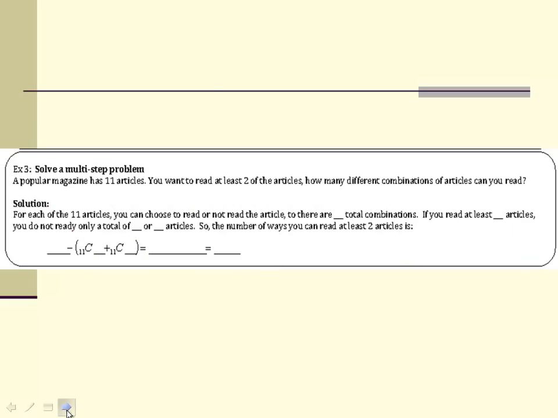As I look here, your magazine has 11 articles. You want to read at least 2. Now, let's talk about what that means. That means I want to read 2, 3, 4, all the way up to, say, 11 articles. Now, we could add 11 choose 2, 11 choose 3, 11 choose 4, all the way up to 11 choose 11, which is fine, but I don't really want to do that.